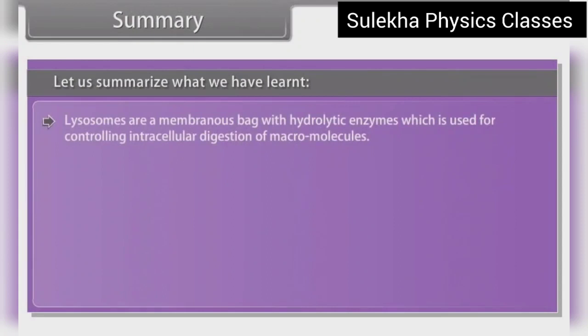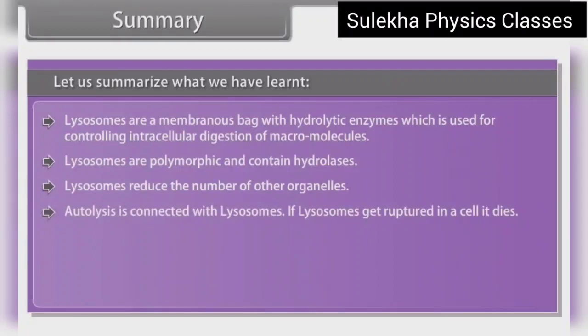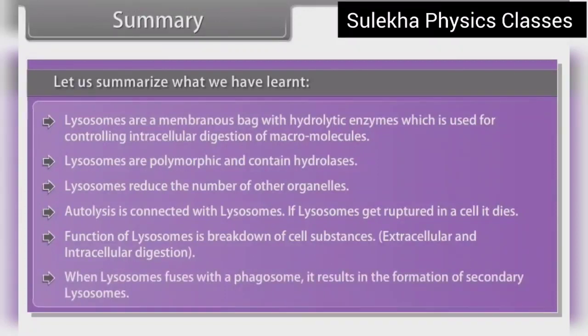Lysosomes are membranous bags with hydrolytic enzymes which are used for controlling intracellular digestion of macromolecules. Lysosomes are polymorphic and contain hydrolases. Lysosomes reduce the number of other organelles. Autolysis is connected with lysosomes. If lysosomes get ruptured in a cell, it dies. The function of lysosomes is breakdown of cell substances. When lysosomes fuse with phagosomes, it results in the formation of secondary lysosomes.